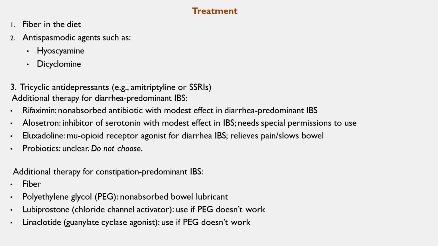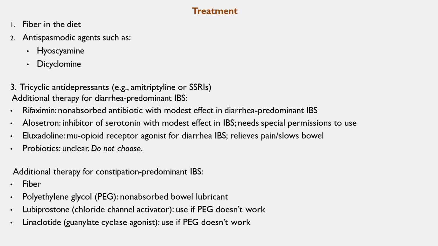Number 3 is eluxadoline, which is a mu opioid receptor agonist for diarrhea-predominant IBS, which relieves the pain and slows the bowel. And number 5, this is probiotic. It's unclear what the mechanism of action is, and so do not choose it as an answer.